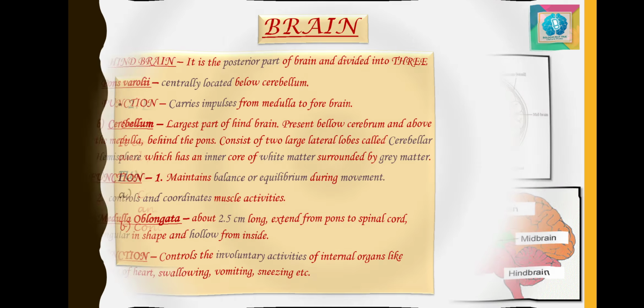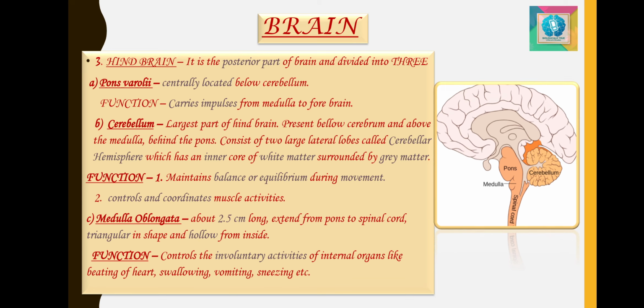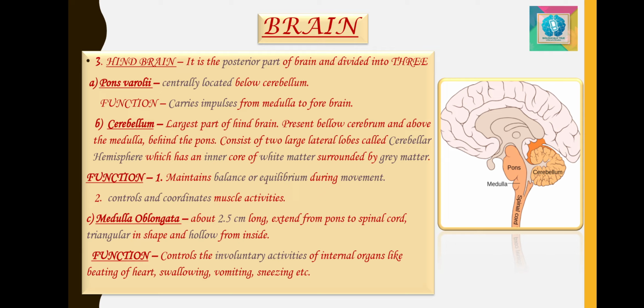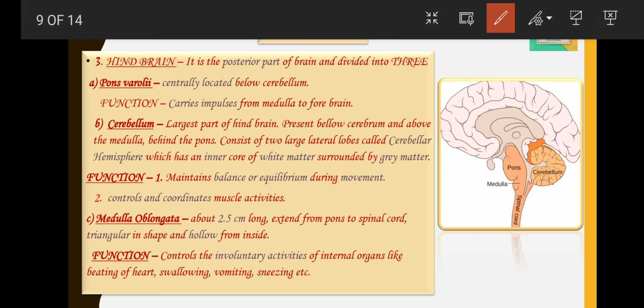The third part of the brain is the hindbrain. The hindbrain is the posterior, small part of the brain, and it is differentiated into three parts: pons varolii, cerebellum, and medulla oblongata. Let's discuss these three again. The first one is the pons. It is centrally located below the cerebellum. It carries impulses from the medulla to the forebrain. It also carries impulses from one hemisphere of the cerebellum to the other and coordinates the muscular movements on both sides.